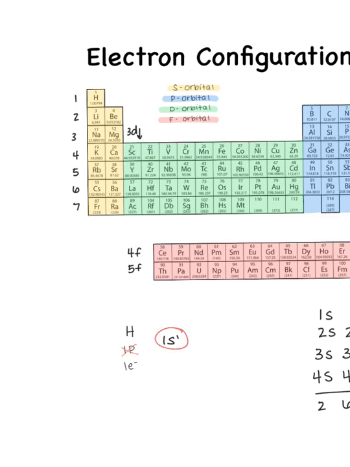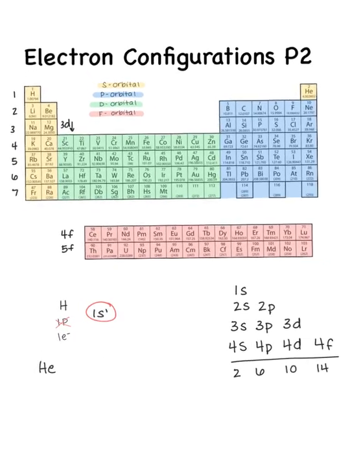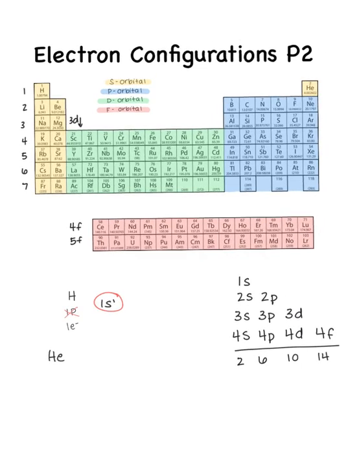Now what if I moved and I did helium? Helium has 2 protons, meaning it has 2 electrons. I'm not going to worry about my protons. And it is also in the 1s. However, in this case, I'm going to fill my ring. In my s orbital, I am only allowed a max of 2 electrons.